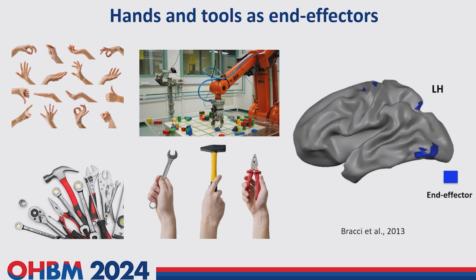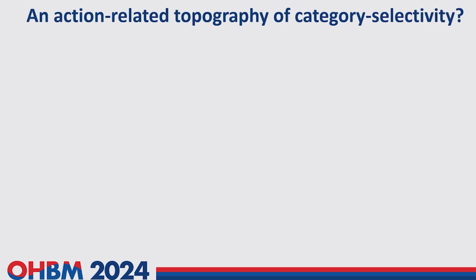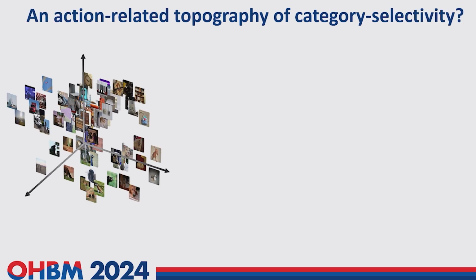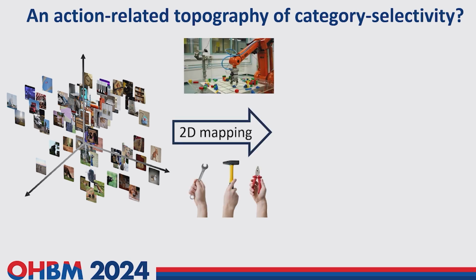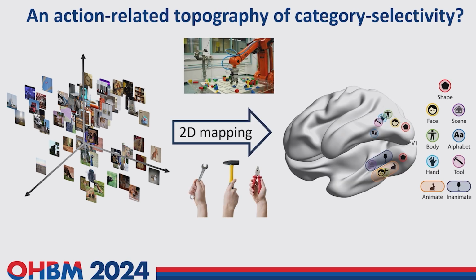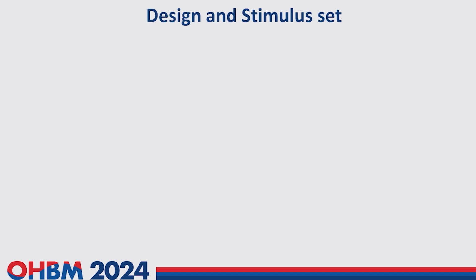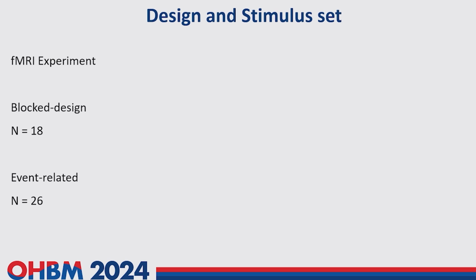And there is already preliminary evidence that show that this sort of end effector or action-related dimension is mapped onto the regions that show hand and tool selectivity. So this suggests a possible new way in which the multidimensional object space is mapped onto visual cortex. It is the role of action. And indeed, in my work, we wanted to test the role of these dimensions in explaining part of the category selective patterns in OTC. So to study that, we conducted a series of fMRI experiments.